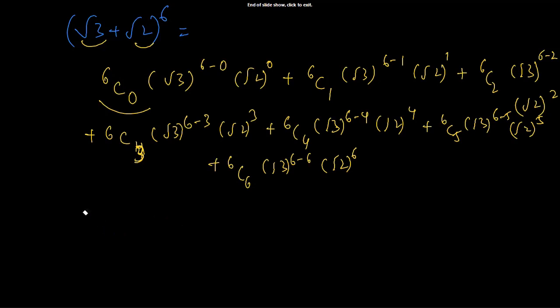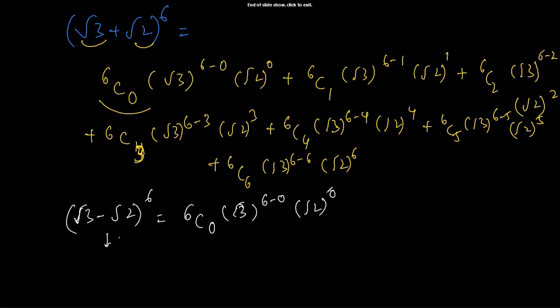What you will do, let's take the second expansion. And what is the second expansion? That is the one with minus, right? This one, root 3 minus root 2 whole to the power 6. See, in the negative case, every alternate term is negative. So it's 6C0 root 3 raised to the power 6 minus 0 and root 2 raised to the power 0. Then the second term, every alternate negative. First is positive, second negative, then fourth negative, and so on. Then 6C1 root 3 raised to the power 6 minus 1 and root 2 raised to the power 1.